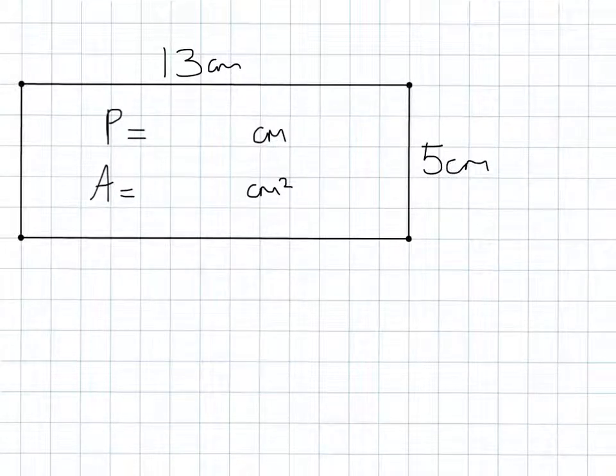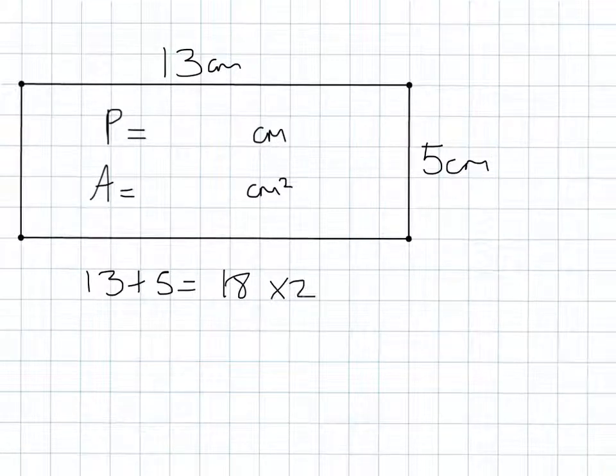Now remember, for the perimeter we need to add the two together and then double it. So 13 add 5 is 18 and double 18 is 36. So the perimeter is 36 centimetres.